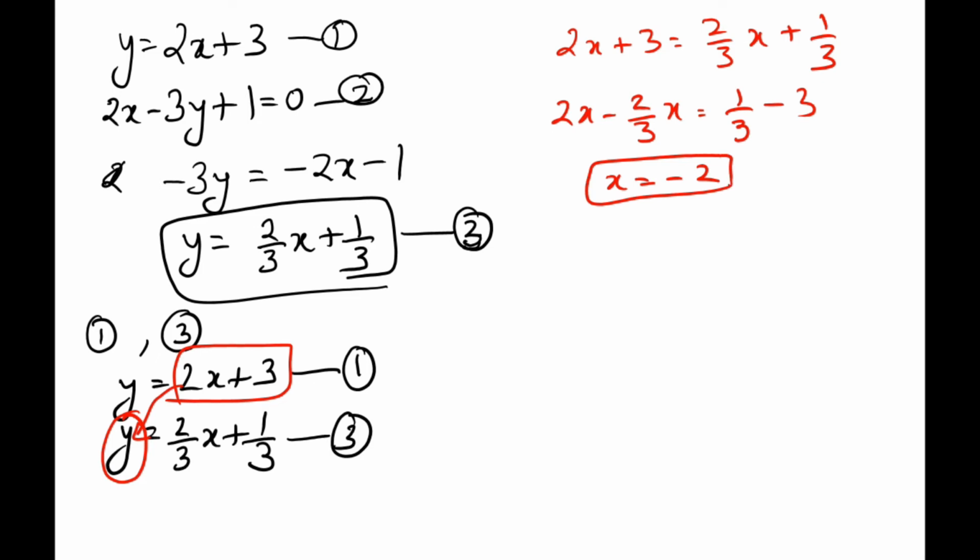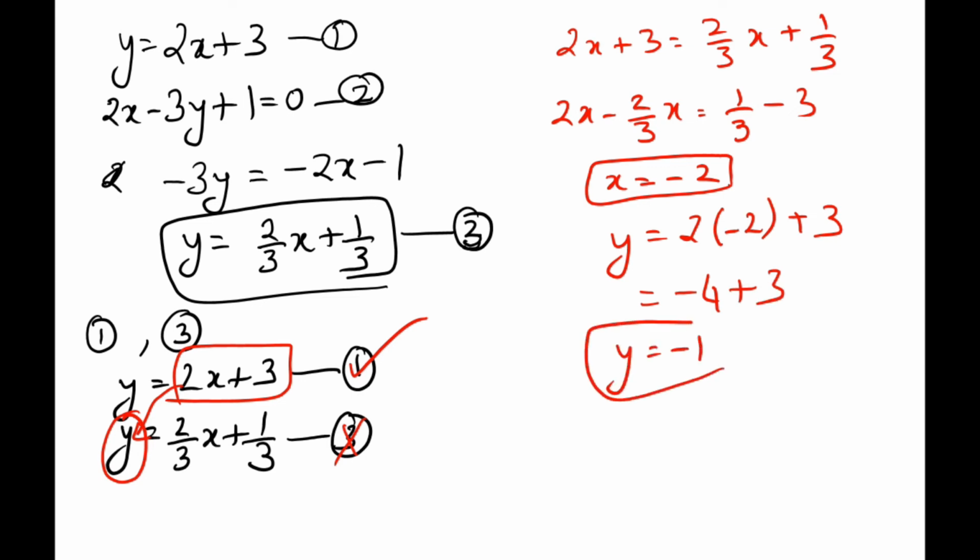And again, choose one of the equations. Obviously, you won't choose 3 because it's more complicated with fractions. It's easier to choose number 1. So y equal to 2x plus 3, and I'm substituting the value of x as -2 in this. Therefore, I get the same value of y. So y equal to -1 is the answer here. Therefore, either way you can solve this type of simultaneous equation, where one is in the form of mx plus c and the other is in the form of ax plus by plus c equal to 0.